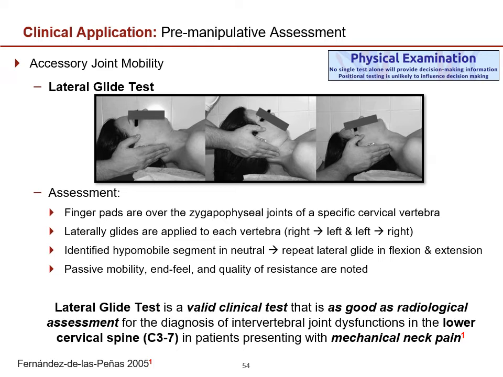So their conclusion was, when the therapist identified said level, and then they actually took x-rays in the flexion, extension, and side bending positions, that the lateral glide test did show to be a valid clinical test that is as good as radiograph assessment for the diagnosis of intervertebral joint dysfunction in the lower cervical spine, that is to say C3 through C7, in patients presenting with mechanical neck pain, which gives us a lot of confidence because I know I consistently utilize this in the clinical setting, particularly when we're talking about identifying hypomobile segments and those that may be good targets for manual therapy.